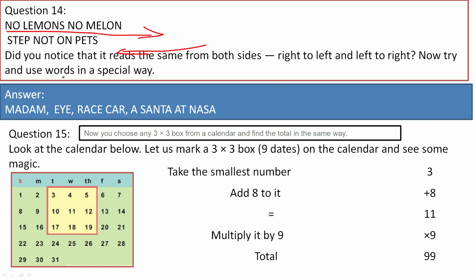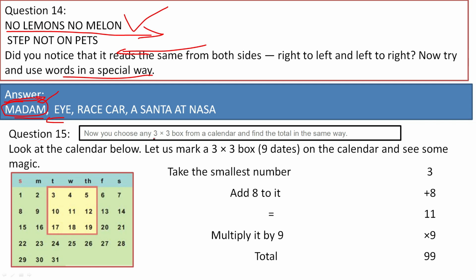Now try using words in a special way. Here, madam. Read right to left, left to right, both orders. Madam is madam only. Reverse order also the same. Race car, reverse order also it is race car only. A Santa at NASA. A Santa at NASA. So in reverse order also some words are the same, just like no lemons, no melon.